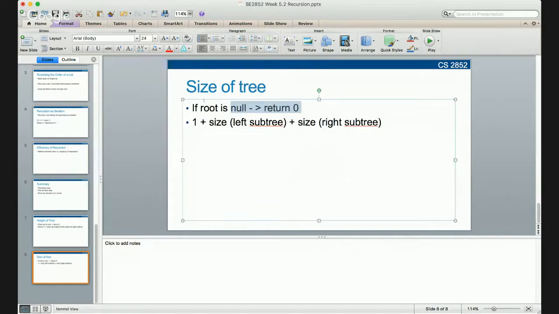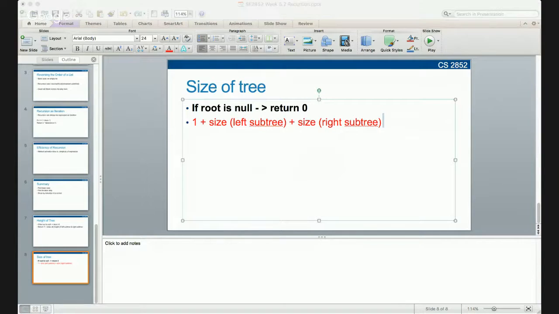So you'll see here that in the bold is the base case, and then this one, which we'll put in red, for example, is the recursive case or the recursive step, and we make the problem smaller by taking the left subtree and the right subtree, both of which are smaller than the tree itself. Okay. I think we're just about done here.